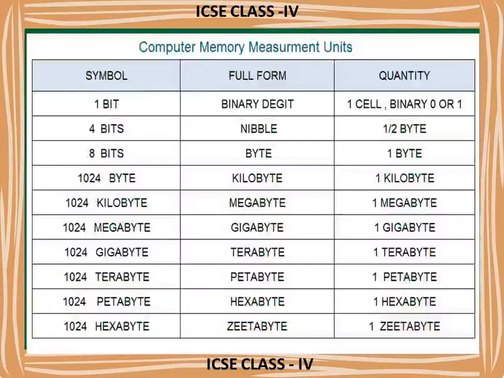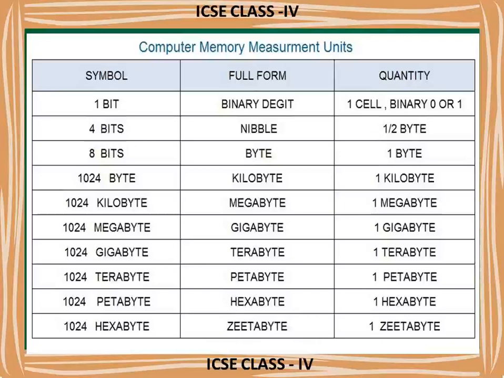Here the memory measurement unit table is given. 1 bit is a binary digit, and its quantity is 0 or 1. Then 4 bits is called a nibble, or half byte. Then 8 bits is equal to 1 byte, and the quantity is 1 byte.